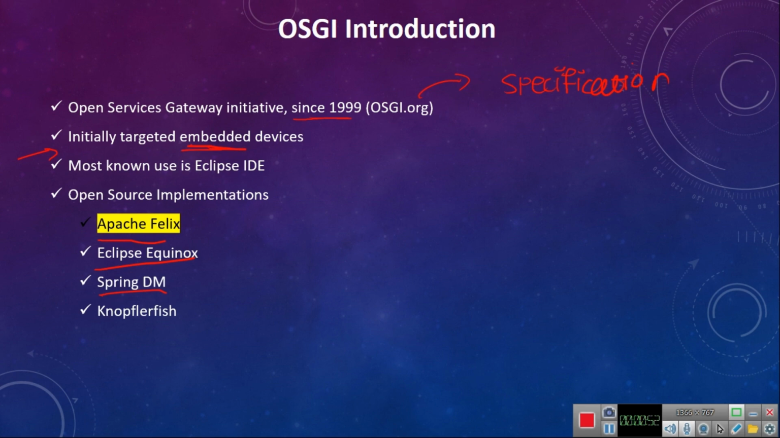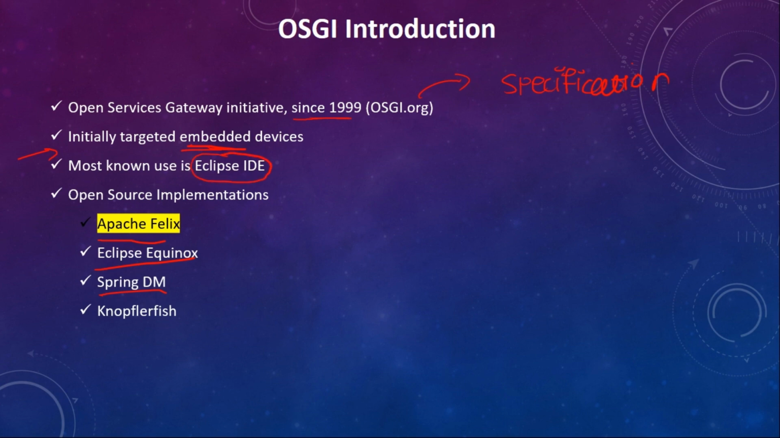washing machine is nothing but an embedded device. ATM is also an embedded device. But nowadays we are using the OSGI framework for developing IDEs, frameworks, applications and all that stuff. One example is the Eclipse IDE. So Eclipse is the most popular example of OSGI. Yeah, so you can see.